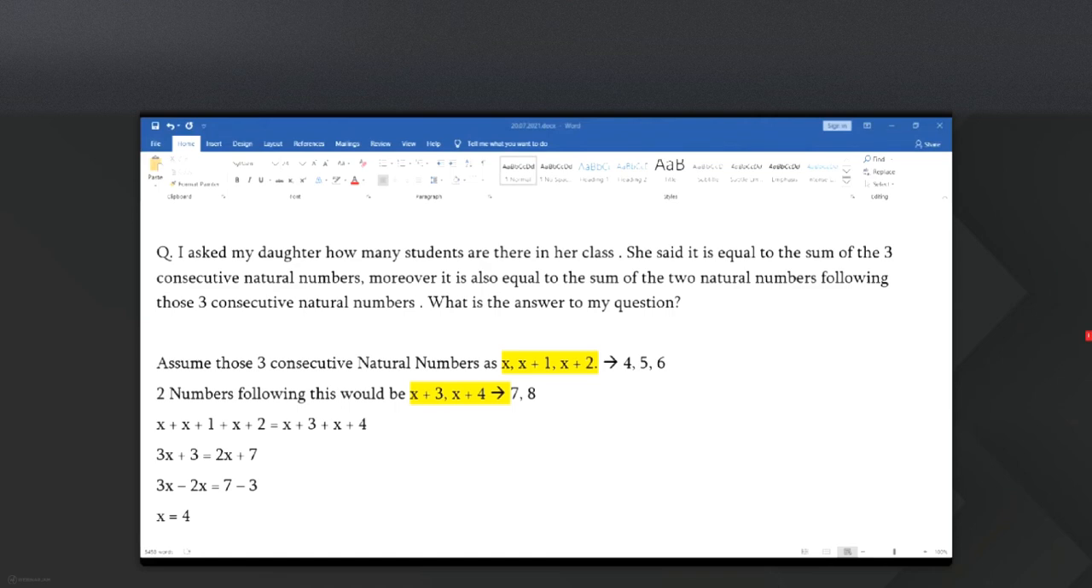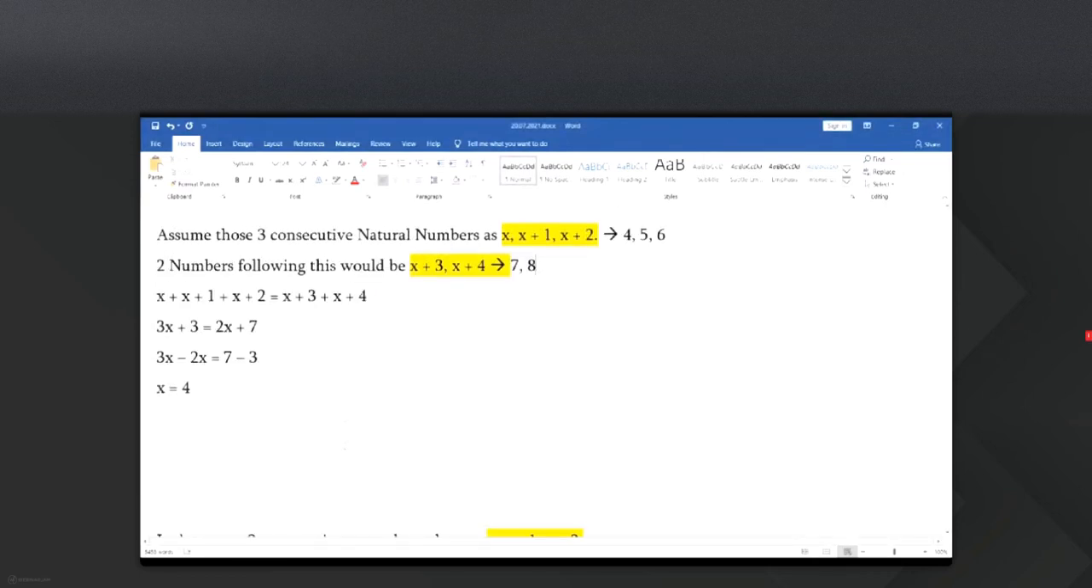So I asked my daughter how many students are there in her class. She said it is equal to the sum of three consecutive natural numbers. Moreover, it is equal to the sum of the two natural numbers following those three numbers. So x plus 3 and x plus 4 are the two natural numbers following those three numbers. So that is why you can see on the left side I have x plus x plus 1 plus x plus 2 is equal to x plus 3 plus x plus 4. So you solve it, you'll get the value of x, which tells me the three natural numbers they're talking about are 4, 5, 6, and the two numbers following the three natural numbers are 7 and 8. And you get the sum as 15. So the answer is 15 for this.